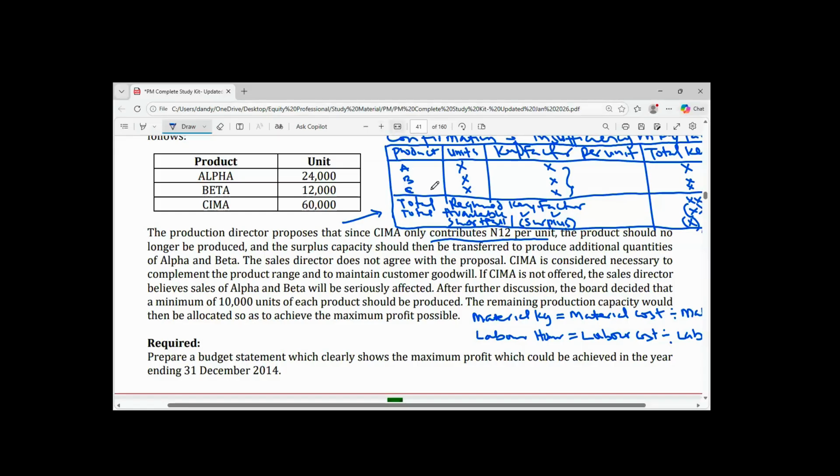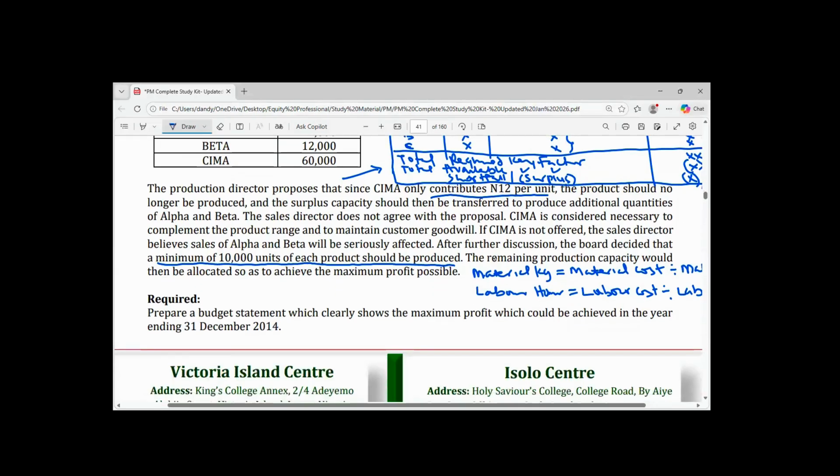After further discussion, the board decided that a minimum of 1,000 units of each product should be produced. The remaining production capacity will then be allocated so as to achieve the maximum profit possible. Required: prepare a budget statement which clearly shows the maximum profit which will be achieved in the year ending 31 December 2014.